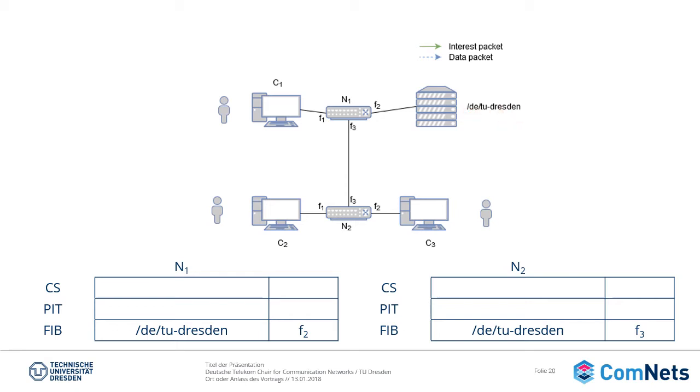We also have three users, 3, 2, and 1. Each of them is connected via their local PC to the NDN network. The content store and pending interest tables of both nodes are empty, but the forwarding information bases are pre-configured to make the TU Dresden prefix routable.